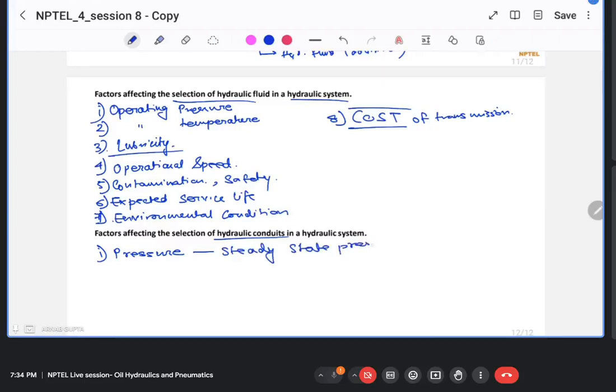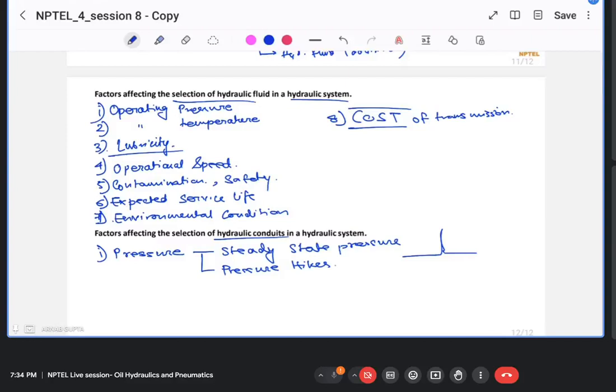But at the same time, you should also consider the pressure hikes. Suddenly, there is some spike in pressure. This happens, as I already discussed, when there is some sudden resistance to the flow of fluid, like when a valve is closing or you're changing the direction in the direction control valve by moving the spool.